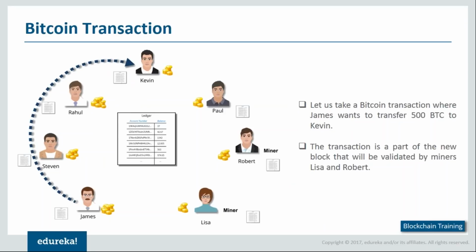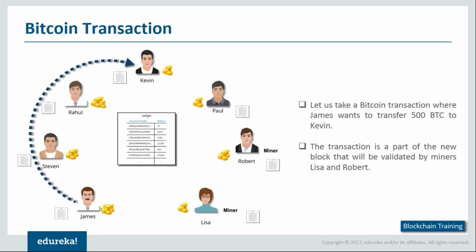Now let's take an example where James has to send Kevin 500 Bitcoins. The transaction is going to be part of a new block which is going to be validated by miners known as Lisa and Robert. If you guys remember, we had earlier discussed miners. These are special nodes whose roles involve validating transactions as well as creating new blocks for the blockchain system.